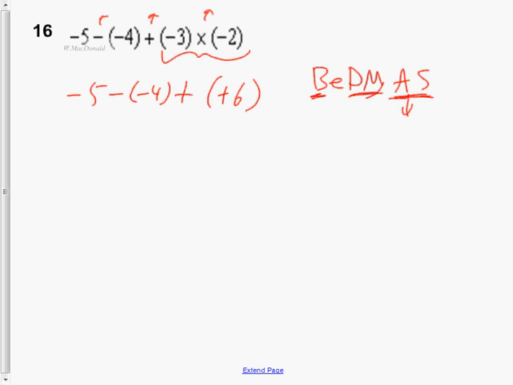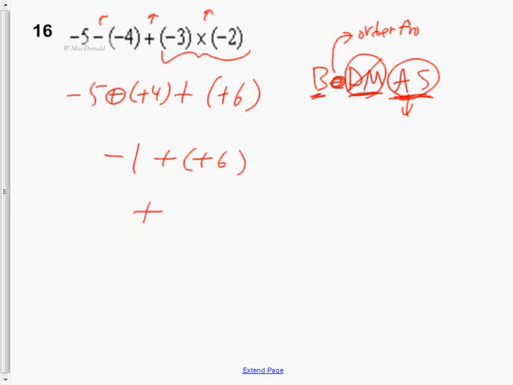When there's no division or multiplication left and you're down to addition and subtraction, the O that used to be here in grade 6 is to remind you of the order from left to right. Which means when you get to this step, just do any addition or subtraction as you read it from left to right. So the first one I see is a subtraction. So negative 5 take away positive 4 is negative 1. And negative 1 plus positive 6 is positive 5.